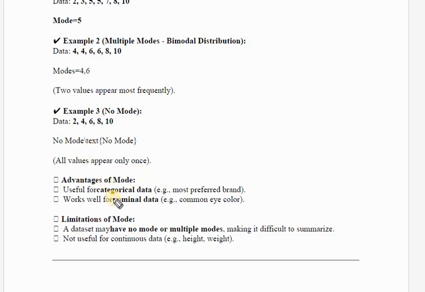To see the advantages of applying the mode, it is usually used in real scenarios. If it is categorical data or nominal data, we go for the mode, not the mean or median. The main limitation is that sometimes we will not have any repetition of values in the data set, and then there is no use of applying a mode here. This becomes the limitation of the mode.